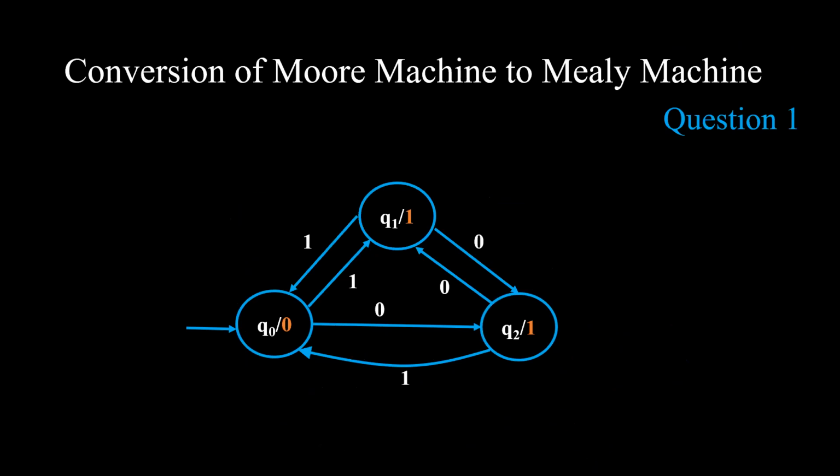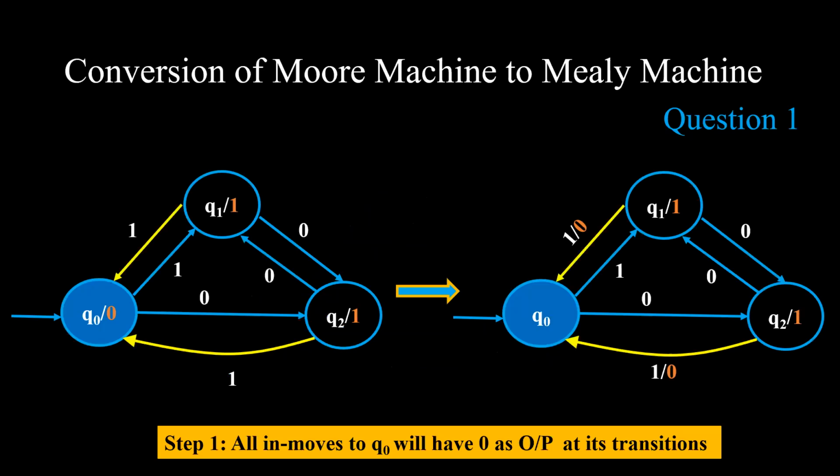Conversion first is conversion of Moore to Mealy. Conversion of Moore to Mealy is a very easy job. This will not require much effort. Just see this. We just need to check. Say for example, on the left hand I have a Moore machine. Corresponding to every input, we will check what is the in move on that particular state.